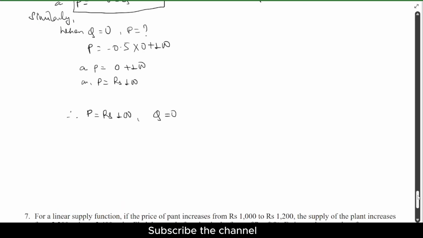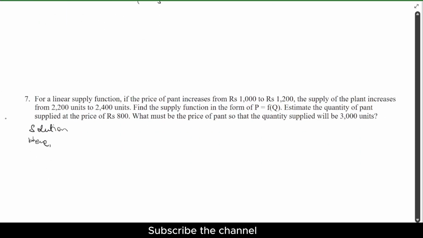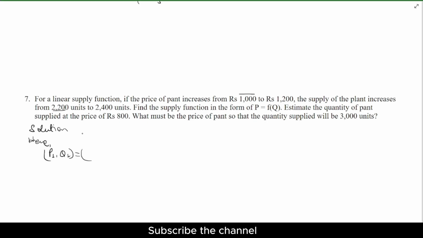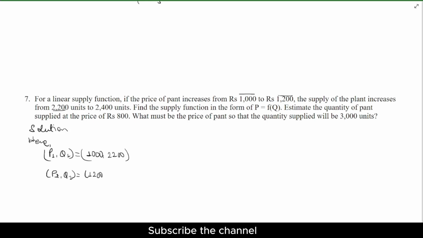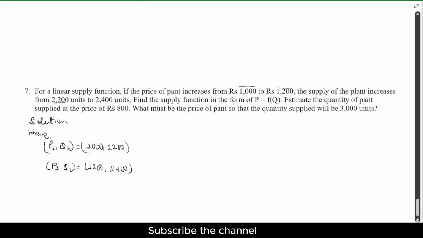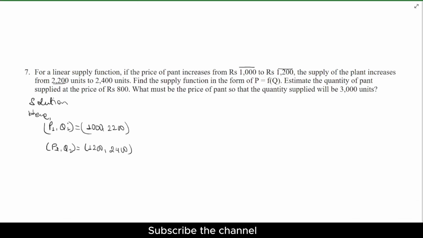What we'll do is take the price and the quantity. P1 is 1000 for the quantity 2200, and similarly P2 is 1200 for 2400 quantity.